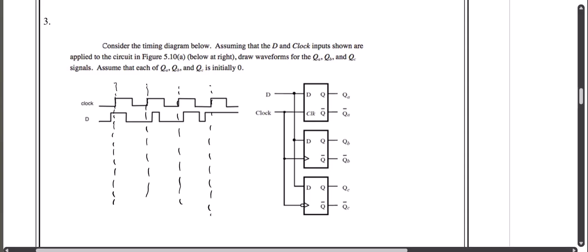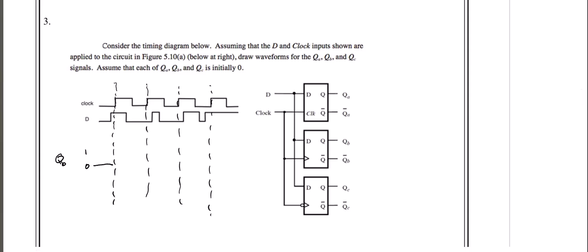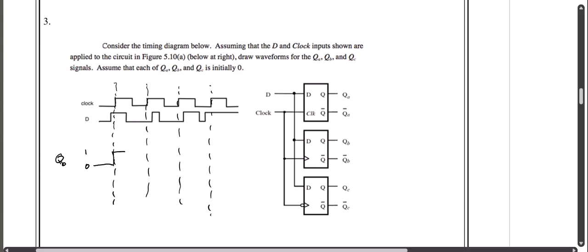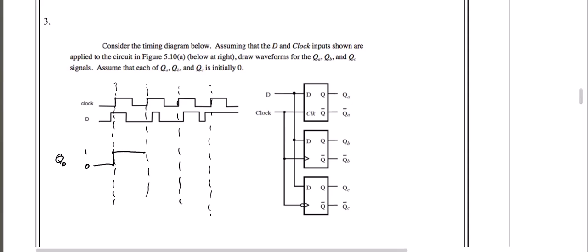And then the output, this QB, from this middle one, what happens if we assume that it starts at 0, when the clock goes from low to high, it looks at the value of D. And whatever D is, that's the value it takes. So when it gets here, the value of D is 1, so it goes to 1. And it stays that way all the way until the next positive edge of the clock.